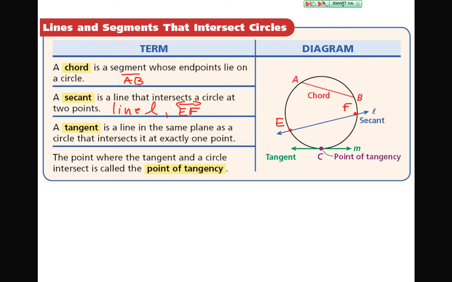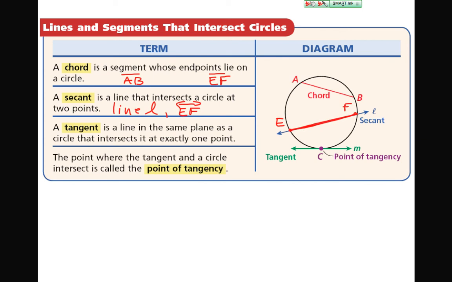That's a secant. Now a secant contains a chord. So if we look at this picture and emphasize just the segment from E to F, segment EF is a chord. Line EF is a secant. So a chord is part of a secant. So when you're naming a chord, be sure you're naming a segment. When you're naming a secant, name the line. That's the difference between them. They both intersect or touch the circle at 2 points.